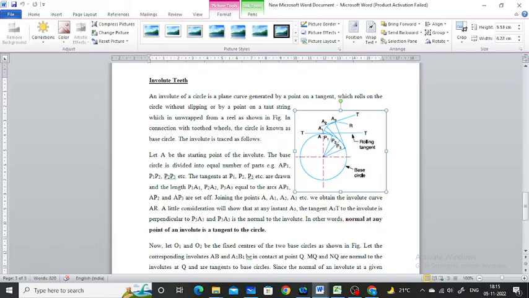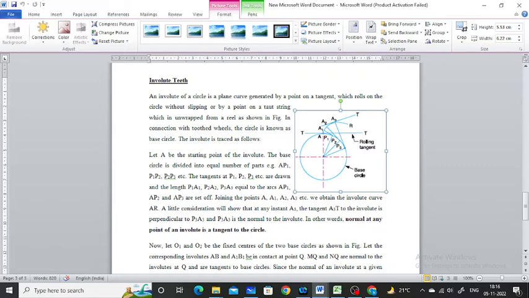On a little consideration we see that at an instant A3, the tangent at A3 to the involute is perpendicular to P3A3 and normal to the involute. Okay, it means the normal at any point of an involute is a tangent to the circle. यानी किसी भी involute पे किसी point पे हमने normal draw करा, it is the tangent to the circle.